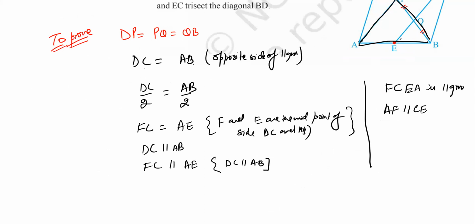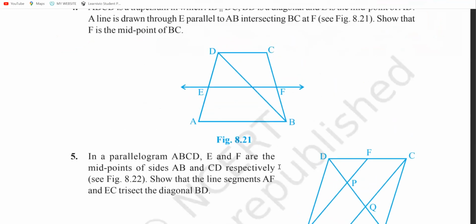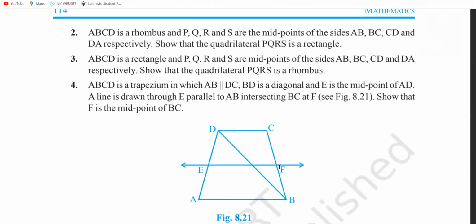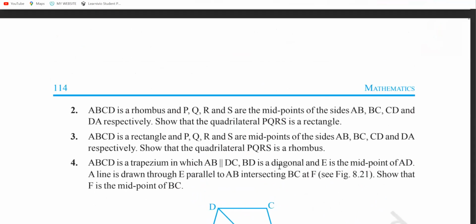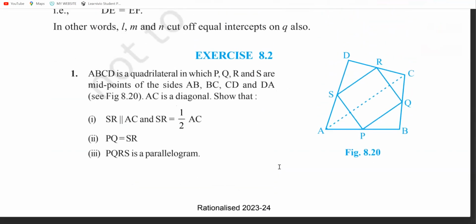Done? Okay, try to do the next one. Do question number 8.1. Try to do. Okay.